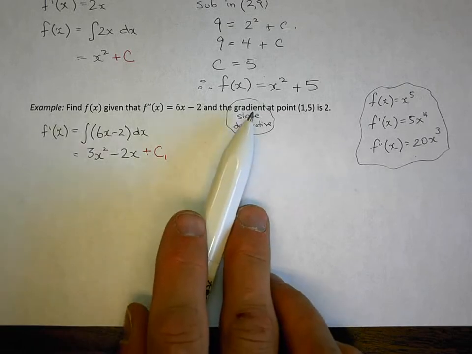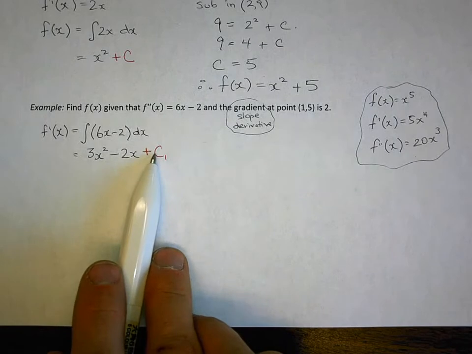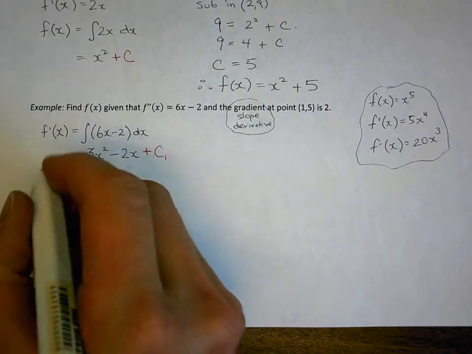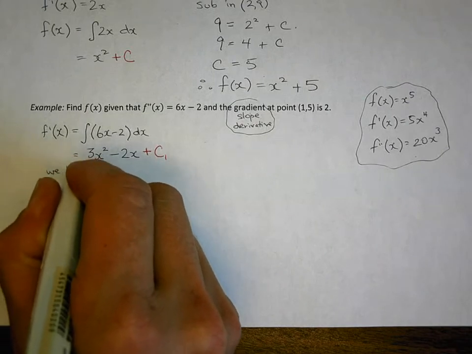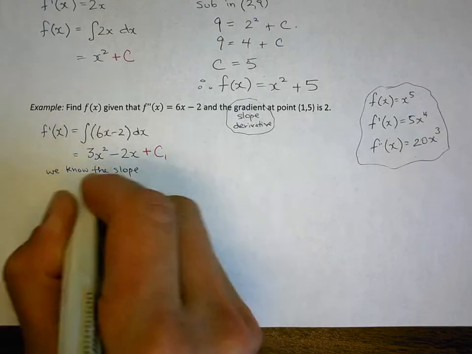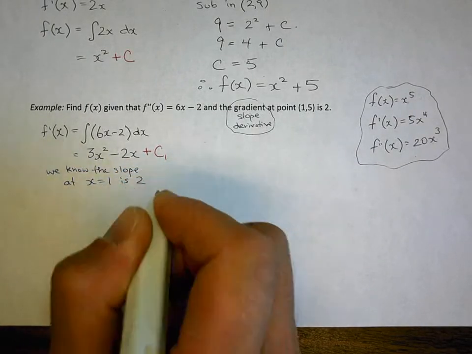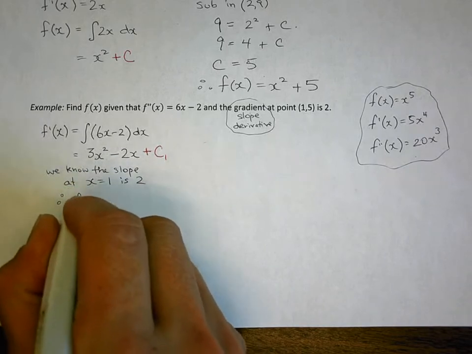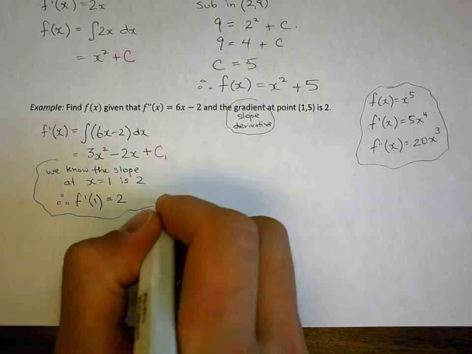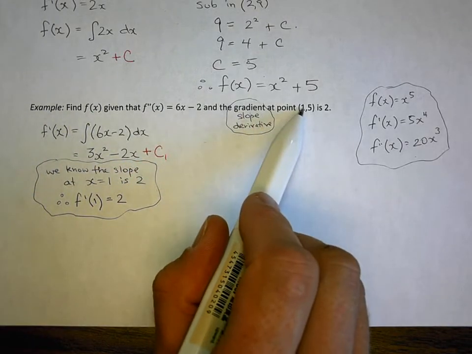Well, I know that the gradient, aka the slope, aka the derivative, at this point is 2. So we know the slope at x equals 1 is 2. Therefore, the derivative at 1 is equal to 2, because I've been given the derivative at this point, x equals 1, is 2.